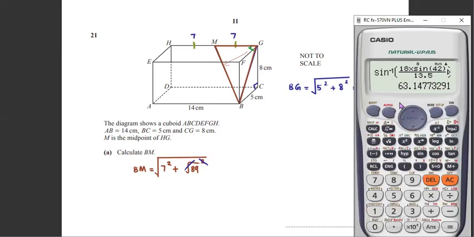So I'm going to put this in the calculator. The square root of 7 squared plus 89 I'm going to find, or we can also write it as the square root of 89 plus 7 squared, which still gives us the same answer, which is the square root of 139.